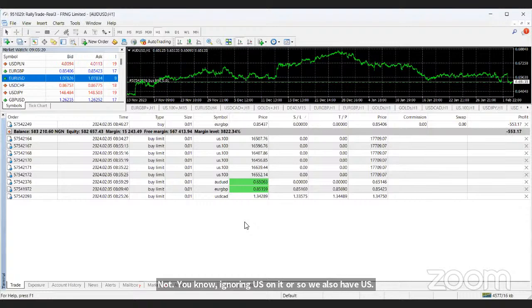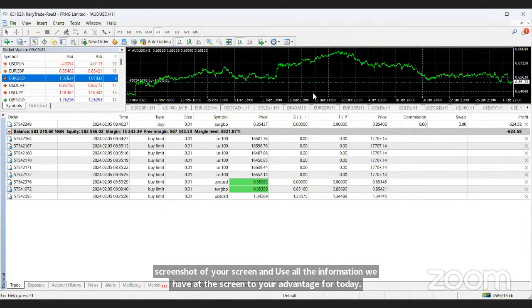So right now, if you are using a phone and you are in bed or anywhere, you can take a screenshot of your screen and use all the information on the screen to your advantage for today.